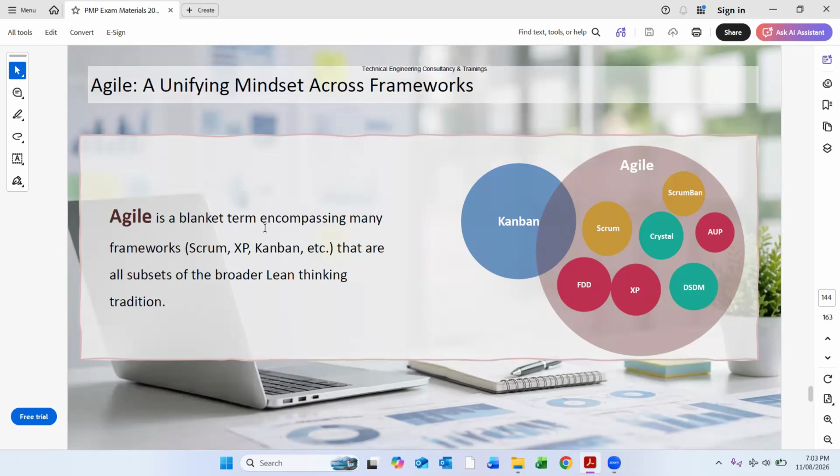So agile is a blanket term encompassing many frameworks like Scrum, XP, and Kanban, that are all subsets of the broader lean thinking tradition. These all come under the blanket of agile, like Scrum, FDD, XP, DSDM, AUP, Crystal, and Kanban. So Kanban and agile correlate with each other, but agile is still the blanket, under which come Scrum, Kanban, XP, FDD, Crystal, and AUP.